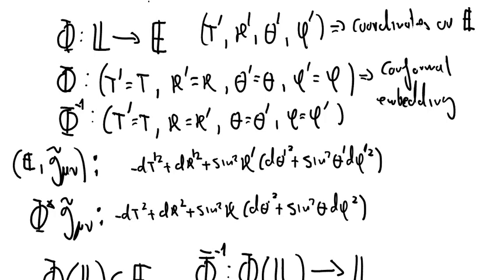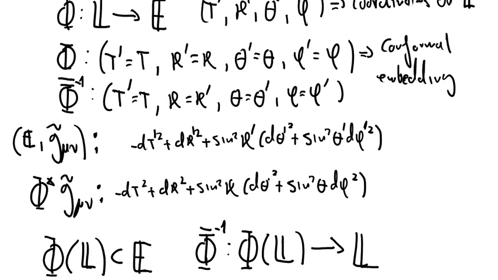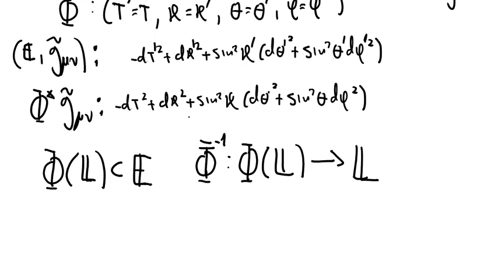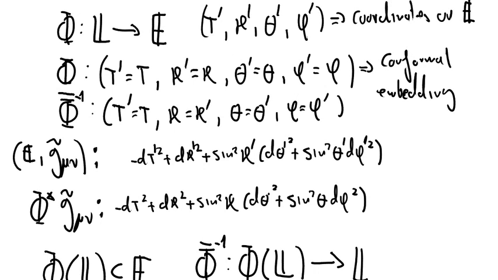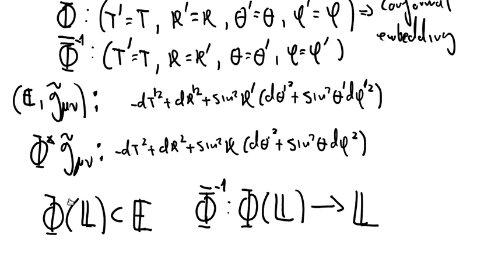But I'm going to use a different symbol for it, I'm going to put the bar, because phi is acting on the hull of L. I mean, the domain of phi is L, but the image of phi is not the whole Einstein static universe. It's only a subset of it. So that's why I'm using here the bar. And you will see in a minute why I'm saying that the image of phi is a subset of the Einstein static universe.